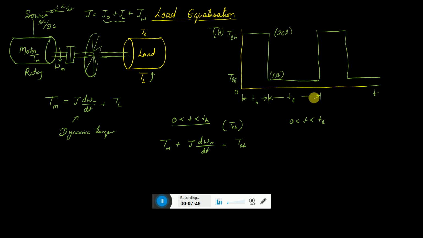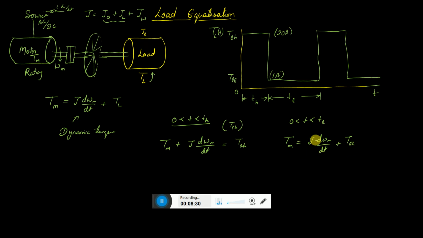For the second case, during the time from 0 to TL, there is a light load. So during the light load period, this dynamic torque, light load period means there will be an acceleration. The load has suddenly become very low, so there will be acceleration. Because of this acceleration, this J d omega by dt will be positive, and when this is positive, Tm will be equal to J d omega m by dt plus TLL.